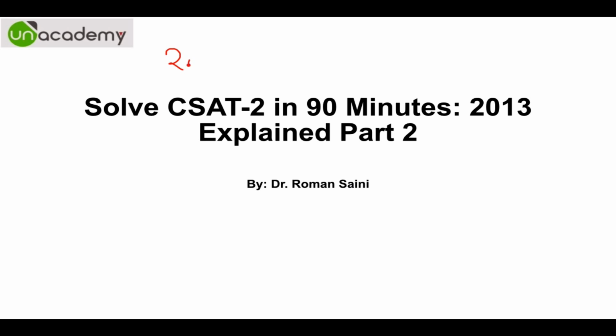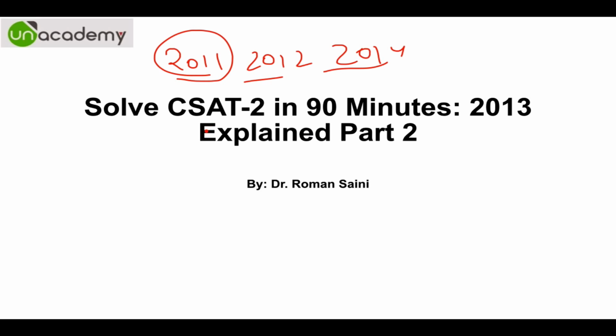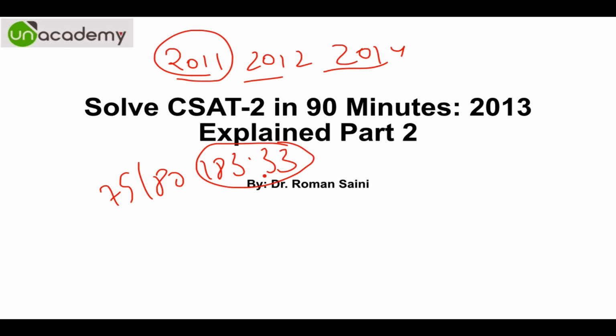I have already explained the 2011, 12 and 14 papers. I reserved this part for last because I wanted to show you how fast one can solve these question papers, which I actually did in the real examination hall and got a decent score of 75 out of 80 correct, that is 183.3. This will be done entirely without formulas, plus I'll also show you how to do it with formulas and how much extra time it's going to take.